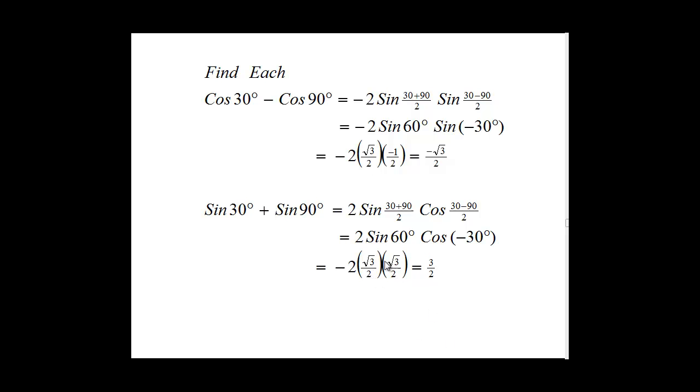So we have 3 halves. Sorry, the negative, I'm not sure where that came from. I'm copying and pasting and forgot to take out the negatives. It should be a positive 2, square root of 3 over 2, square root of 3 over 2, which comes out to be 3 halves. So that should be all the rest of the formulas.